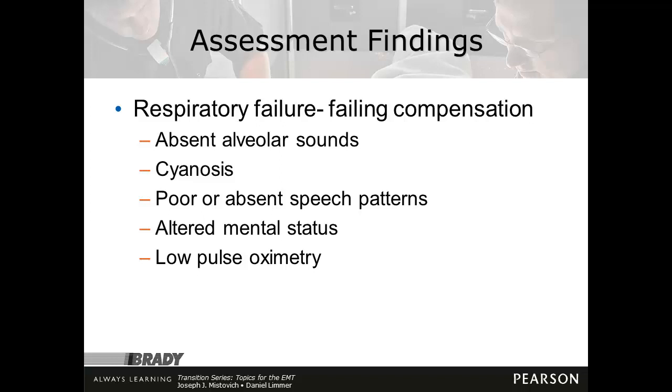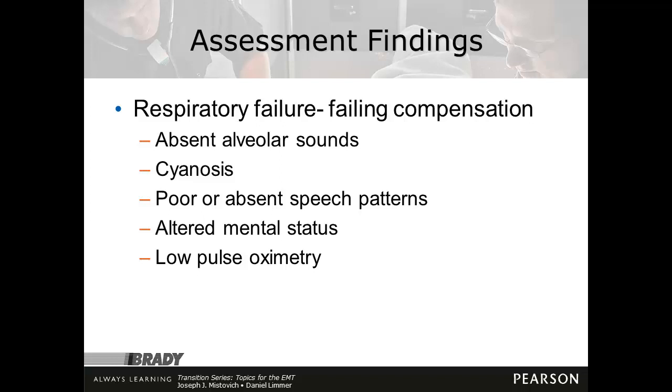Unfortunately, the body's ability to compensate is limited. Some respiratory challenges exceed the body's ability to compensate for them. Over time, compensation simply fails. Respiratory failure occurs when compensation fails.